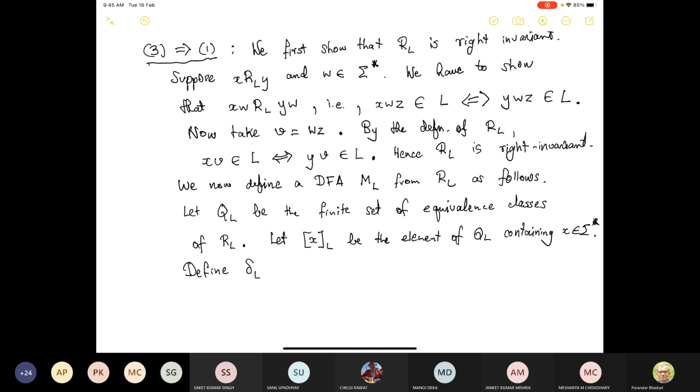Right. So we just denote by the square brackets [X] the element of QL, that is the equivalence class which contains X. This is nothing new, we have been using this notation. So define delta L as follows. Delta L of the equivalence class of X, comma A, we simply define to be the equivalence class of XA.